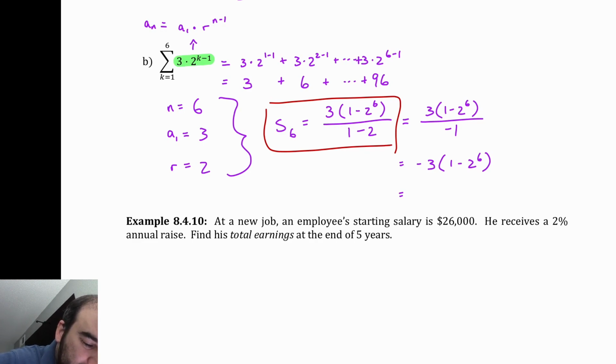Before the homework and for the worksheets that you're working on and in the workbook, you should get a final answer here. 2 to the 6 is 64, so this is negative 63 times negative 3, so it's going to be a positive 189, I think.